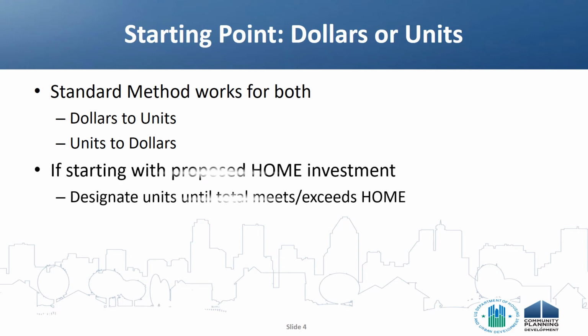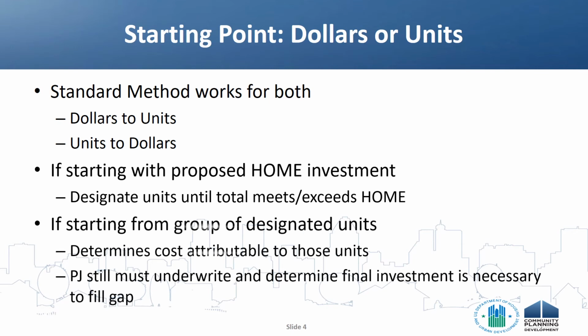When going from dollars to units, PJs will assign specific units in the project as home assisted until the total eligible cost of those units equals or exceeds the proposed home investment. And in the smaller number of cases, where we're going from units to dollars, the standard method sheet will calculate the eligible cost of those units and compare that to the maximum project subsidy. This, in turn, establishes a maximum investment level that still needs to be evaluated as part of underwriting. So with that, let's take a look at an example based on Case Study C, the project we first introduced in the segment on unit comparability.